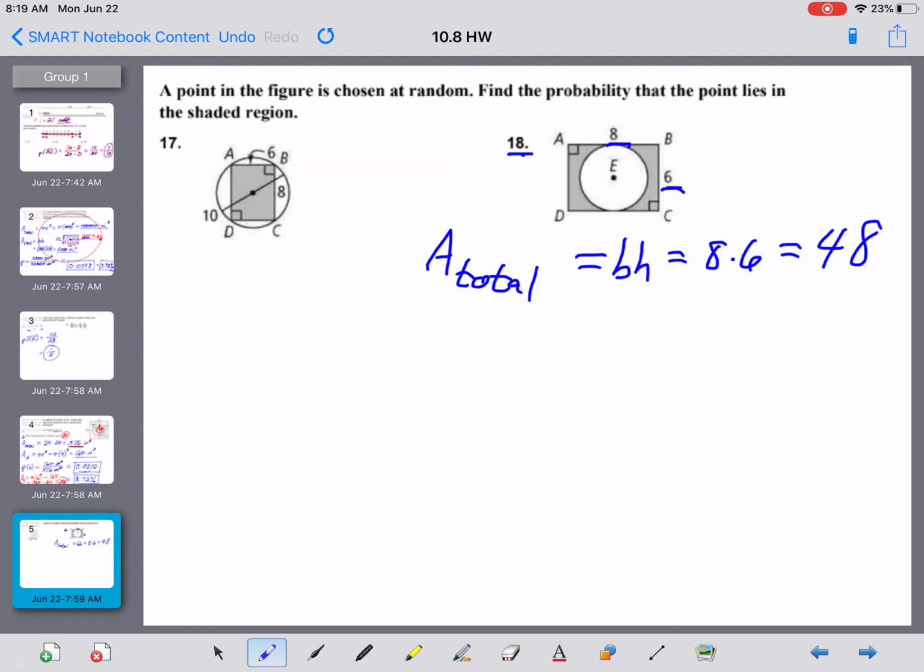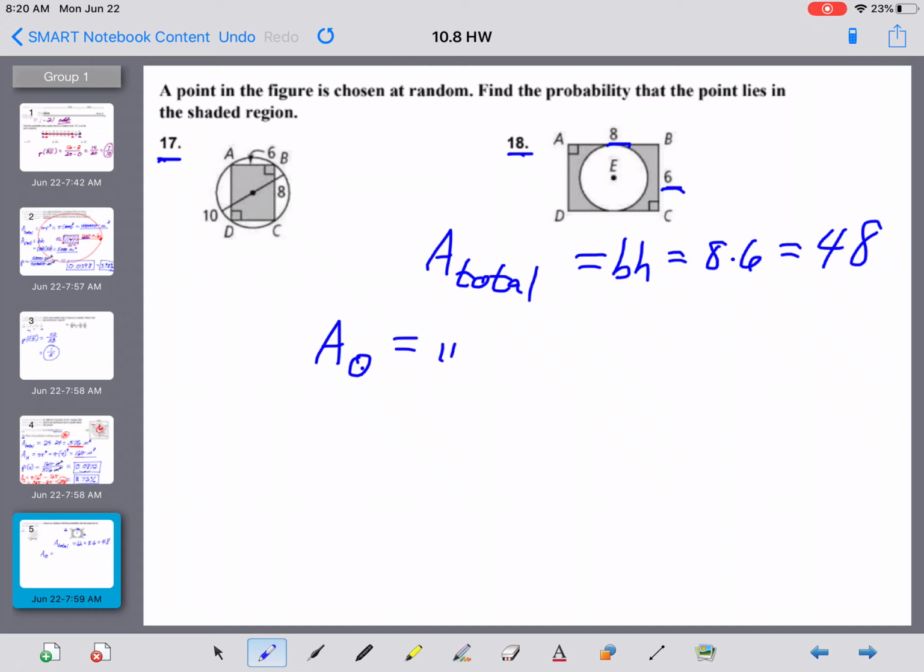Now, what we want to find next is the shaded area. And in a problem like 17, that's pretty easy to do. The shaded area is just a rectangle, so you would just do base times height. But in number 18, it's the circle in the middle that's unshaded, and the shaded region is all the stuff that's inside the rectangle but outside of the circle. So what we're going to have to do is a little extra step right here. We're going to have to find the area of the circle.